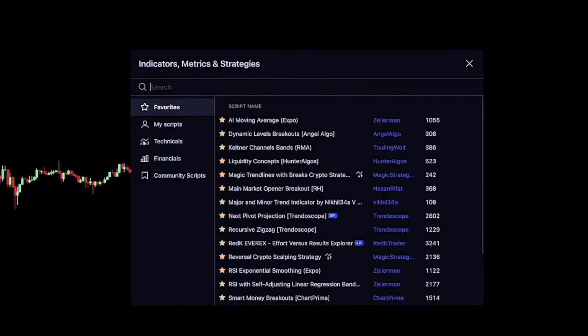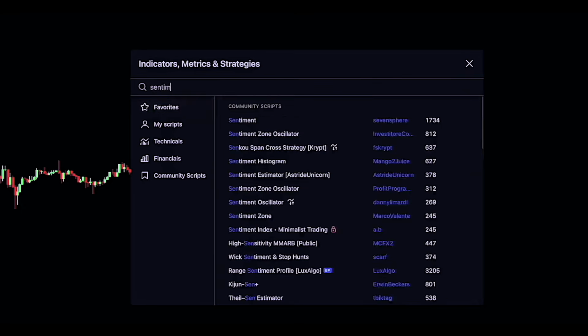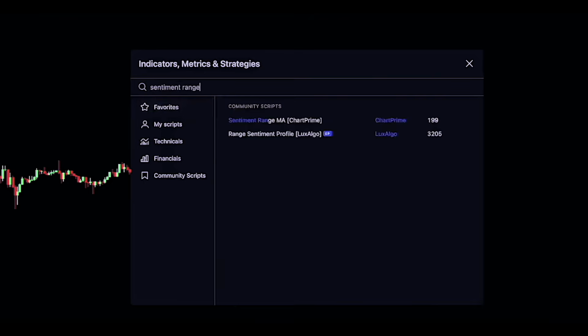Now, let's get into how to install and use this moving average on your chart. First, log into TradingView and pull up any market you want. For this example, I'm using Ethereum on the 1 hour time frame. Head to the Indicators tab and search for Settlement Range EMA created by my favorite, ChartPrime. Big shout out to them, by the way.